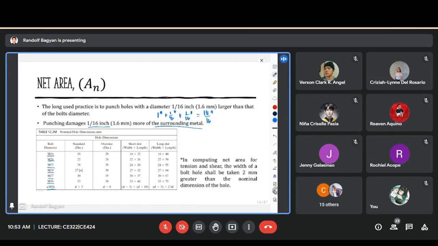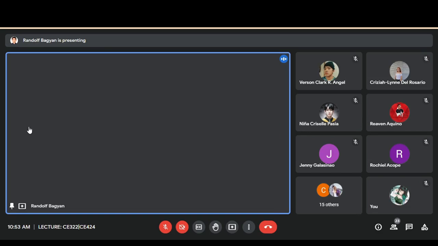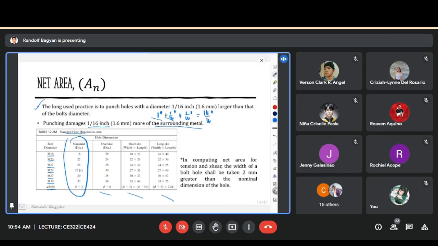Yung nominal hole dimension, ito yung part na ito. Okay, that is, if your bolt diameter is 1 inch, you add another 1/16 inch. That is the nominal hole dimension. Dito lang tayo sa standard class. Okay, we consider later sa connections itong oversized, short slot, and long slot.